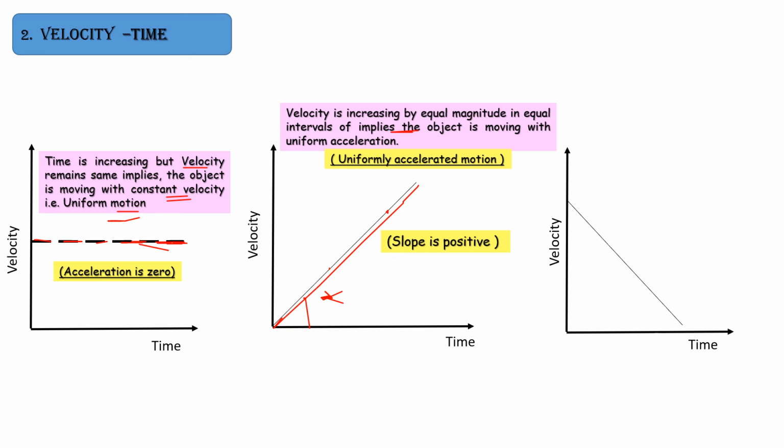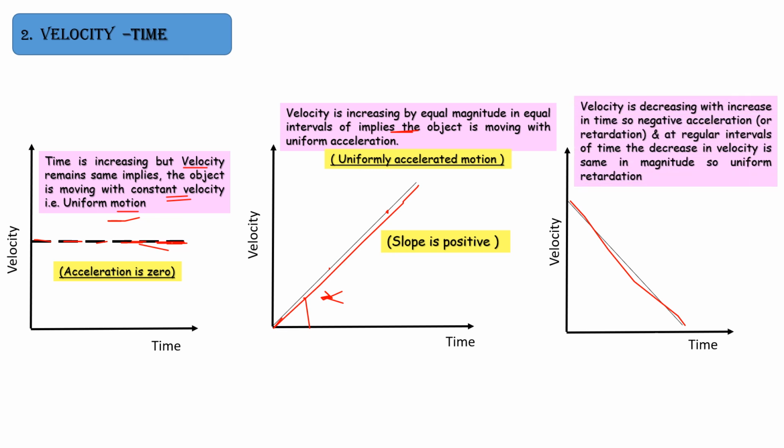Now next case, velocity versus time. Now this plot is like this. As time increases, the velocity is decreasing. Now what can you say? Velocity is decreasing with time means what? It is retardation. Velocity is decreasing with increase in time. So negative acceleration or retardation. That means at regular intervals of time, the decrease in velocity is the same in magnitude.